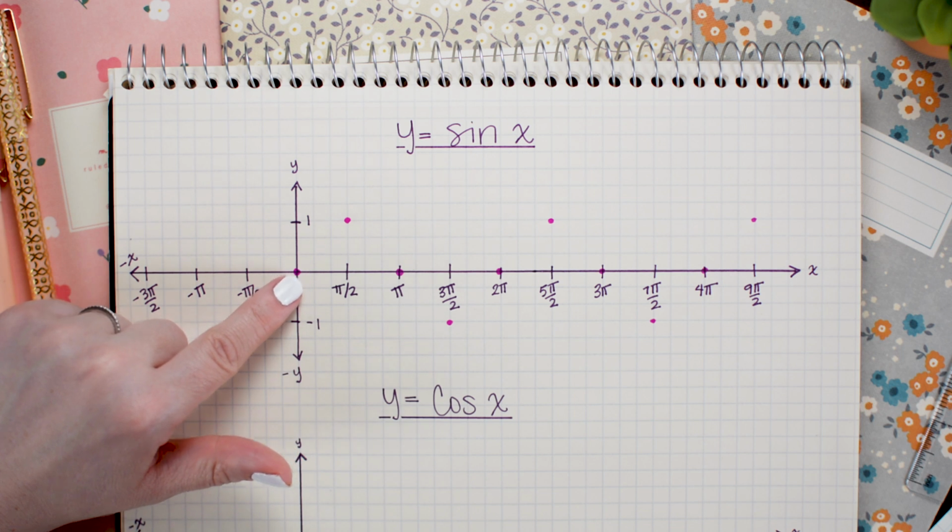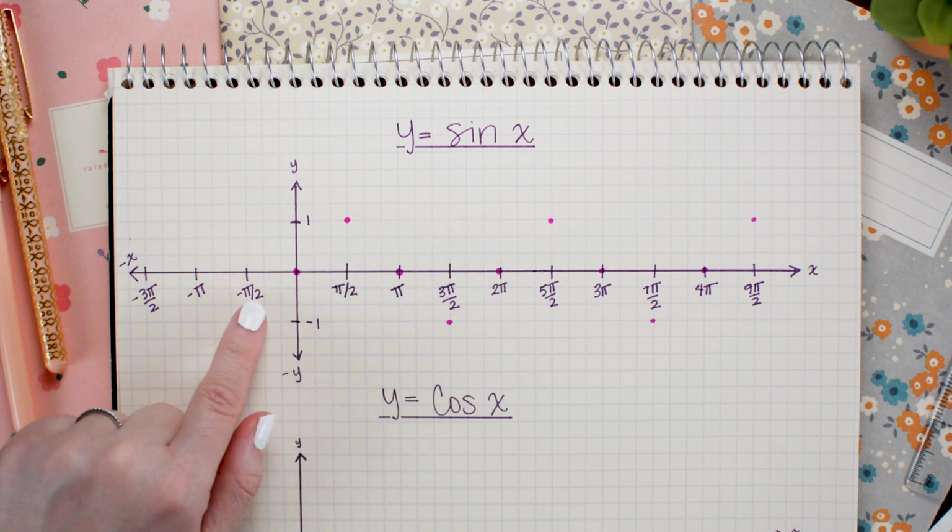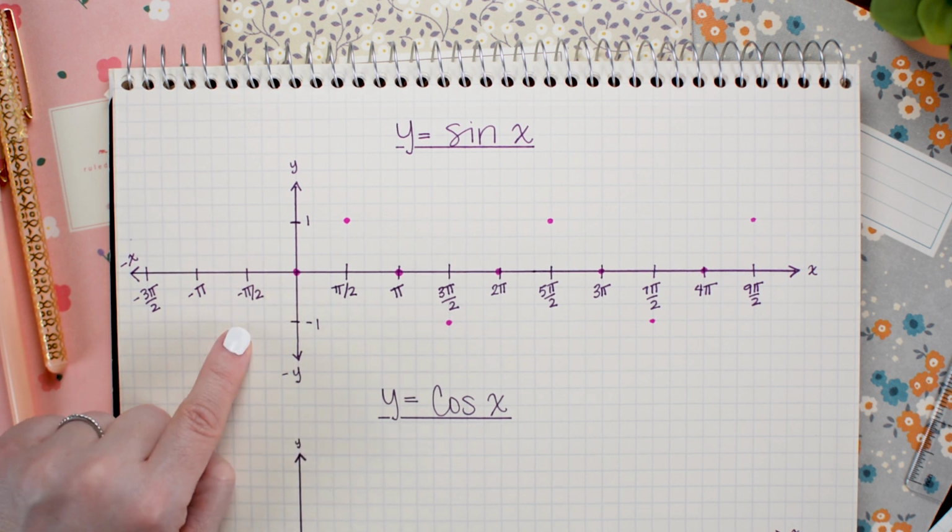Next, I need to draw the curve a little bit on the left-hand side here. So see how I went up on the right? I'm going to go down on the left. So the next point here at negative pi over 2 is going to be at negative 1.